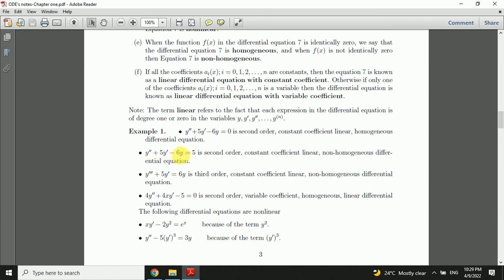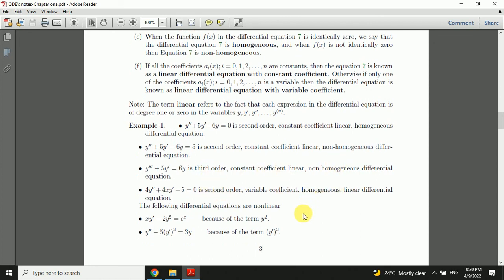While the second one is still second order, the coefficients are all constants, so it is a constant coefficient. Linear, because y prime prime is to power 1, y prime is to power 1, y is also to power 1, but it is not homogeneous because it is equal to 5. That's why we are calling it non-homogeneous. So I want you to look at the remaining two and find out where they belong.